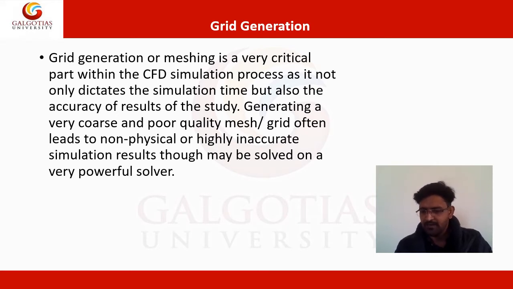The first important thing is what kind of shape of the elements you are going to choose during the discretization, and then the second important point is what the sizes should be. If we generate a very coarse and poor quality mesh or grid, it often leads to non-physical or highly inaccurate solutions, even though they may be solved on a very powerful solver. An important powerful solver, as you know, is ANSYS Fluent.